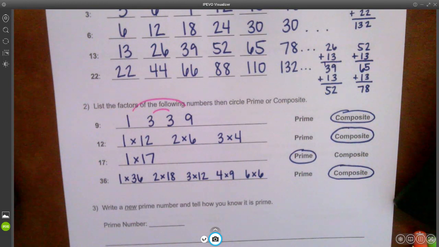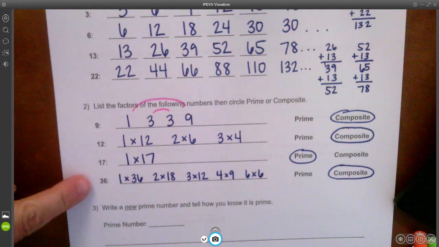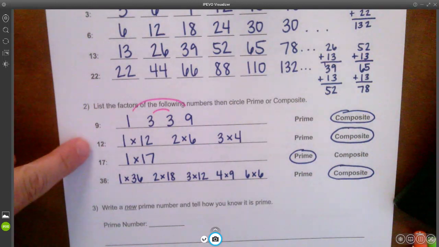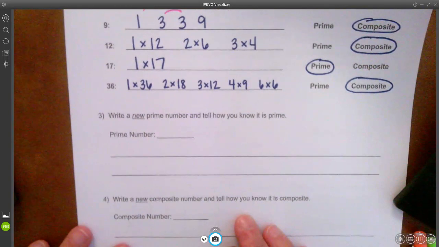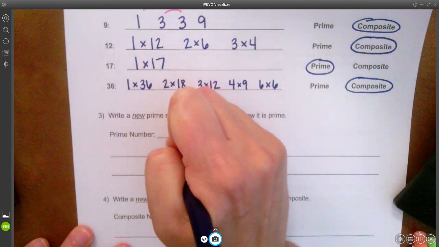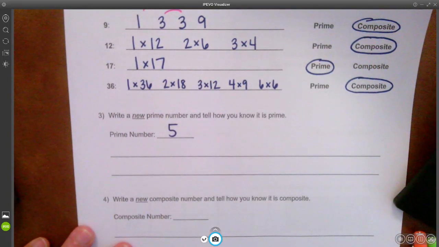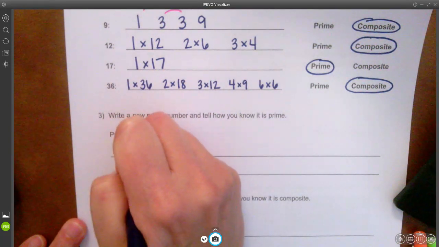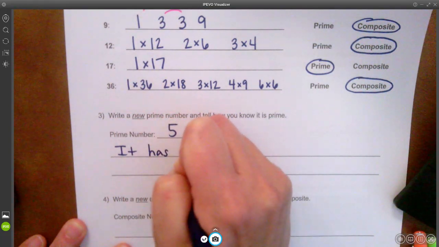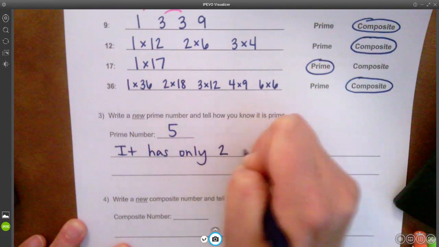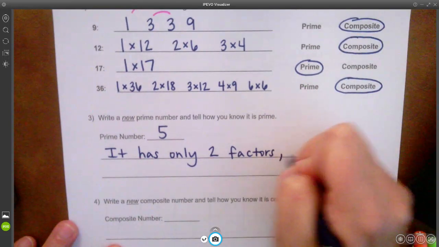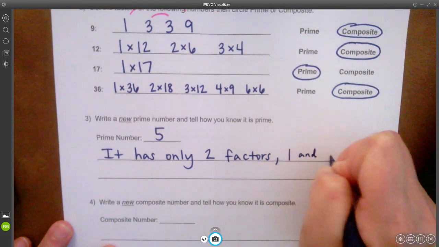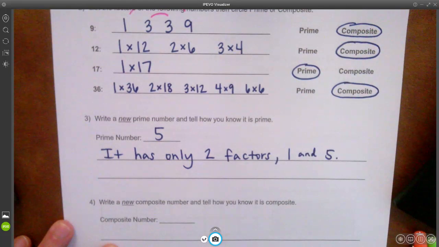All right, for number 3 and 4, it says to write a new prime number or a new composite number. You just have to write a number that's different from one of these, okay? So your answer might totally be different than mine. I think I'm just going to say my prime number is the number 5. And how do I know it's prime? It has only 2 factors. And you could even list the factors 1 and 5 because 1 times 5 is 5.